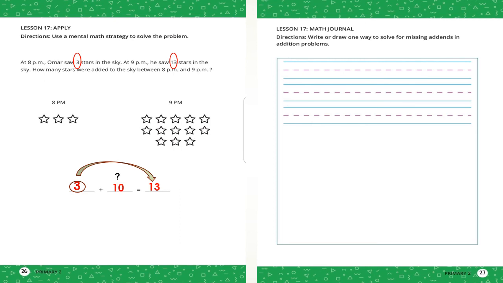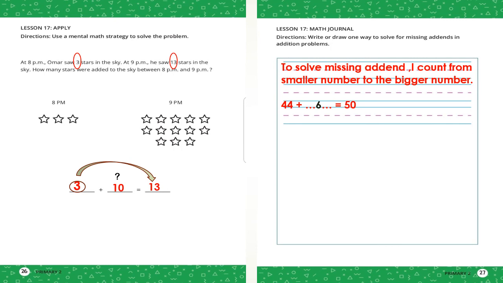Now the math journal part. Write or draw one way to solve for missing addends in an addition problem. To solve a missing addend, we count from smaller number to bigger number. Like the following example, 44 plus what equals 50? After 44, 45, 46, 47, 48, 49, 50. How many fingers do we have? 6 fingers. So the answer will be 6.